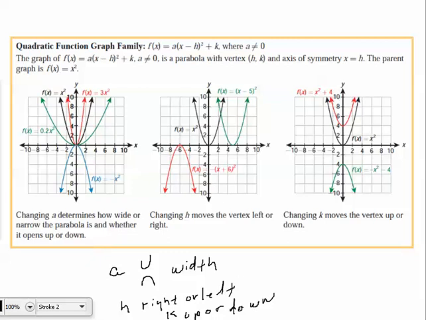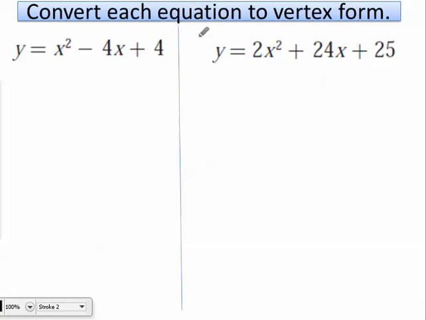Okay. Let's see here. What else we got? Oh, yeah. We're going to do a couple more of these that are just going to convert to vertex form. And I'm going to do these relatively quickly, okay? In this situation, I'm going to subtract the 4 from both sides. And then I'm going to have x squared minus 4x over here. And minus 4 over 2 squared is equal to negative 2 squared, which is a positive 4. So I'm going to add a 4 on here.